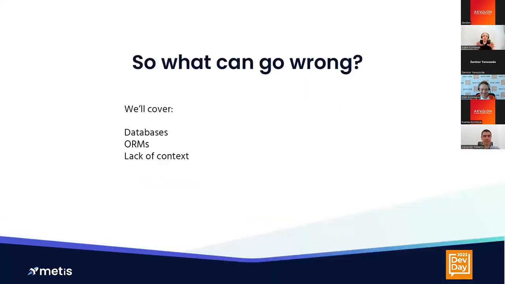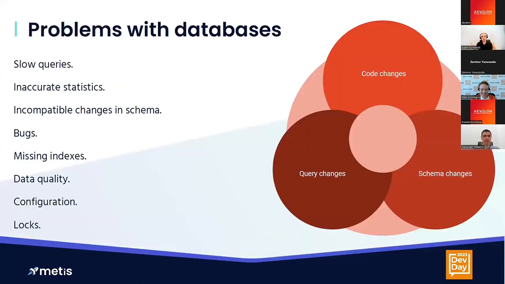Let's now dig a little bit deeper into what can actually go wrong when we are talking about a CI/CD pipeline and databases, right? So we will cover issues with databases, with ORMs, and the most important issue, which is lack of context when something goes wrong. So we'll go through these 3 different areas to see which things we may face, and later on we will see how to fix them and how to make sure that we do not make any silly mistakes.